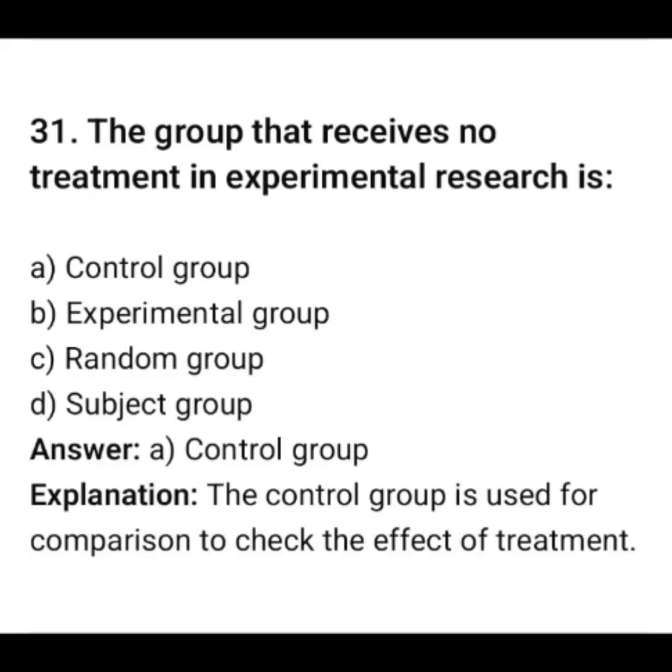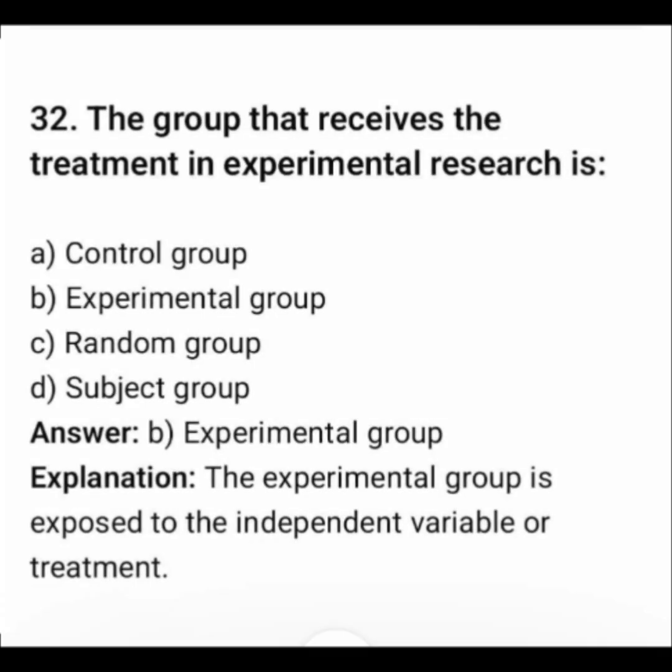The group that receives no treatment in experimental research is: control group, experimental group, random group, subject group. The correct answer is option A, control group. The control group is used for comparison to check the effect of treatment.